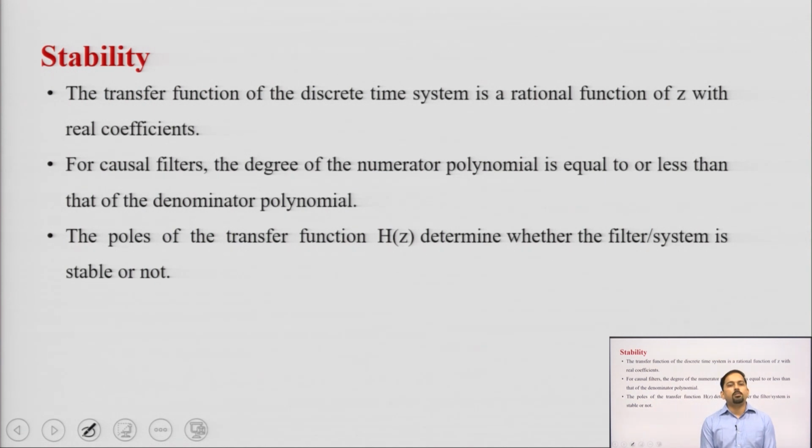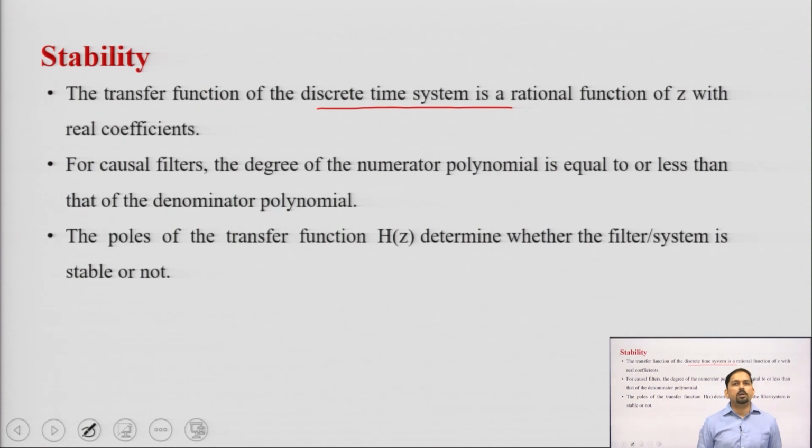Now, we will check the stability, because stability plays a very important role in digital signal processing, because if the system is unstable, then we are not going to realize those types of systems. So, generally we realize those systems which are stable. So, as per the definition of stability, the transfer function of the discrete time system is a rational function.